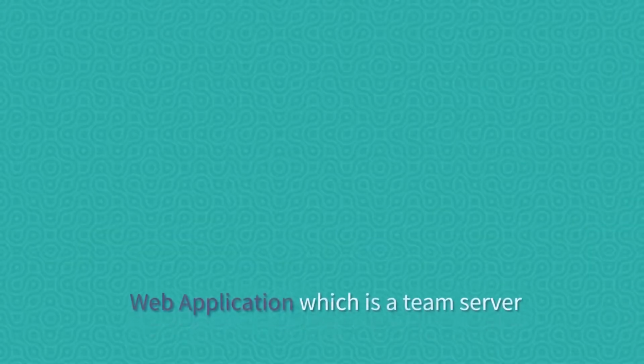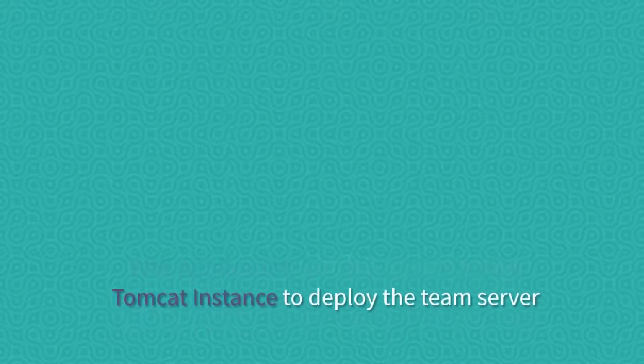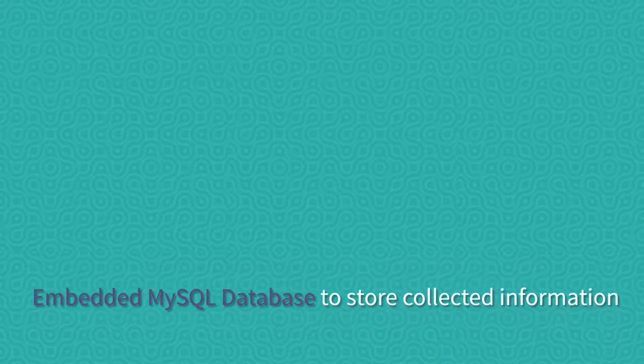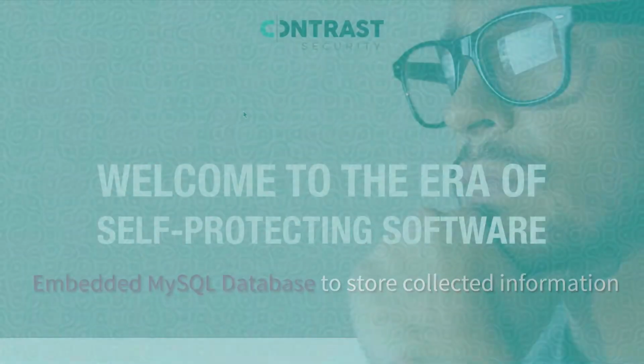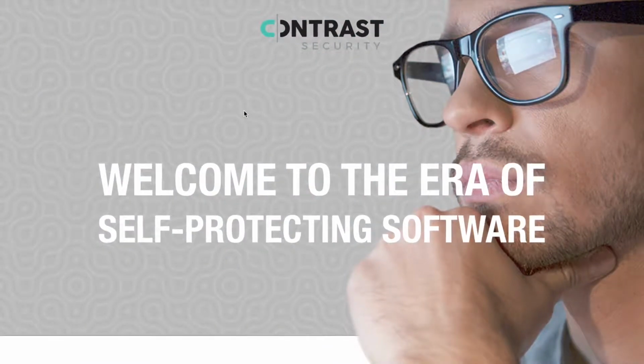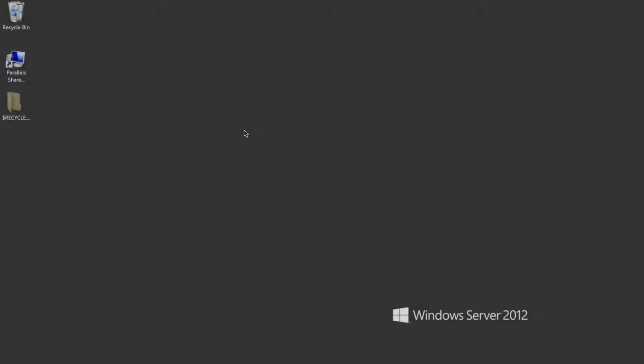The Team Server is comprised of mainly three modules. Those are the web application, which is the Team Server, a Tomcat instance to deploy the Team Server, and an embedded MySQL database to store all the information we collect. The installer will take care of installing and configuring all three of these components. I will be installing this Team Server on a Windows Server 2012 machine today. We also offer a Linux version of the Team Server if that works better for you.